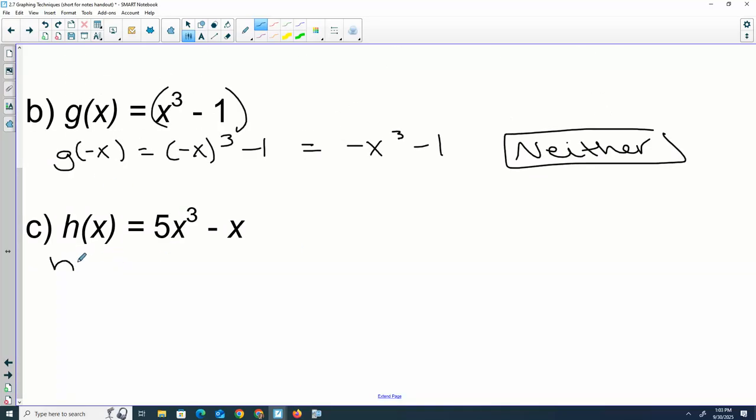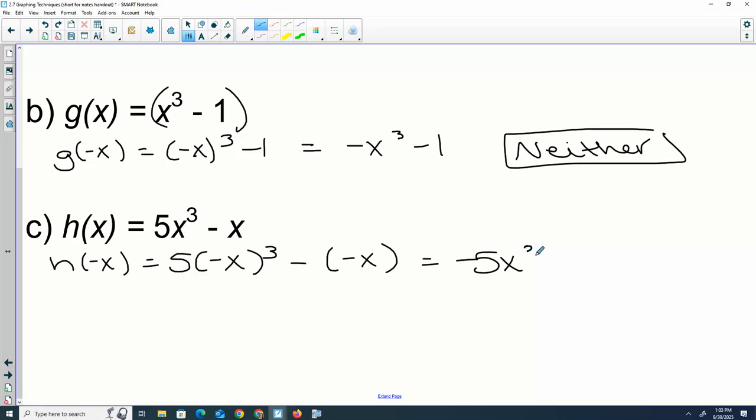Last one, you put in a negative x. Okay, negative cubed is still negative. So this would give me a negative 5x cubed. Minus a negative is plus x. Is that what we started with? No. Is that the exact opposite? The original times negative 1? Yes. So if it's the opposite, that means odd. Opposite, odd. Are there any questions?